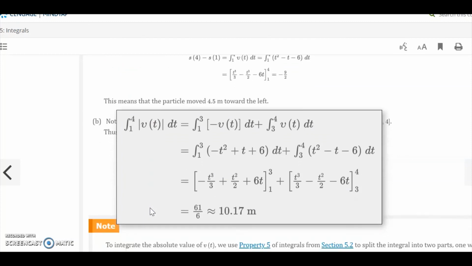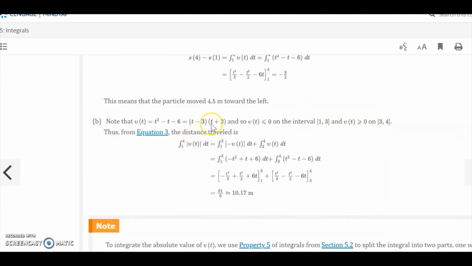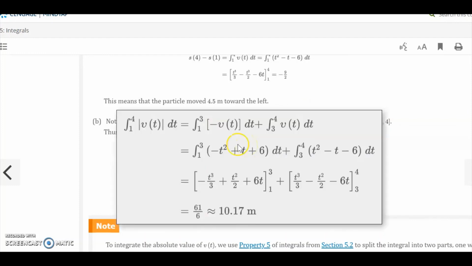So going down, we can split 1 to 4 into 2 different parts. So we're looking from 1 to 3 and 3 to 4. So you might be wondering, why am I not worrying about that -2? Well, -2 isn't in the interval from 1 to 4, so I don't have to worry about it. So we split up our integral using our zeros. So we're looking from 1 to 3, 3 to 4, and we know together it's going to be from 1 to 4.